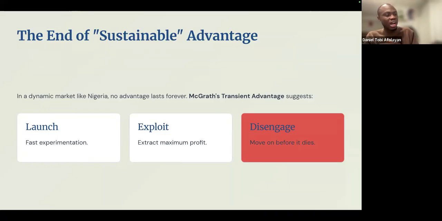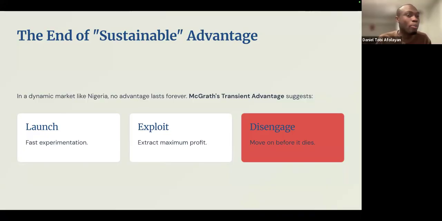And there is this guy, McGrath, he spoke about a model called transient advantage. He's saying that the market system is transient. The market system sometimes is not sustainable. You don't have a sustainable advantage. No one has an advantage forever. Because we all know that no one has an advantage forever.